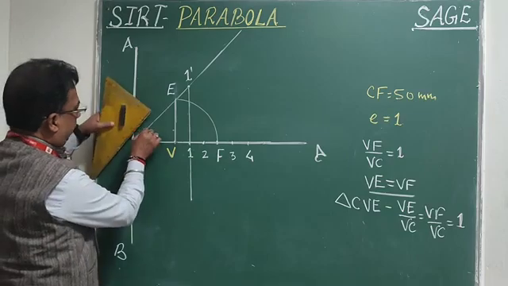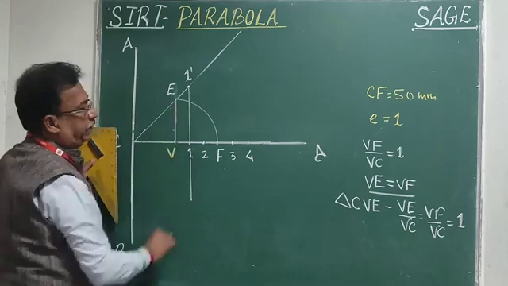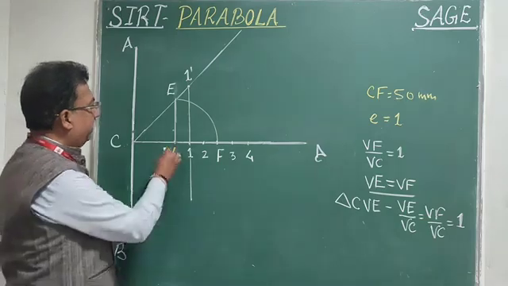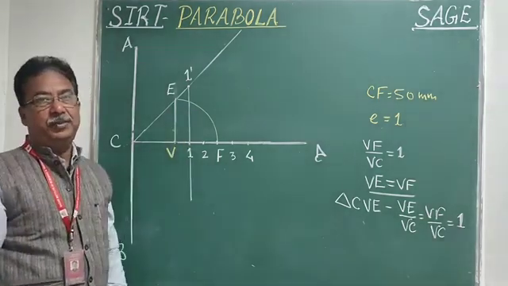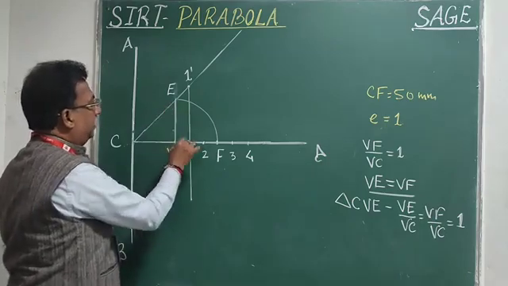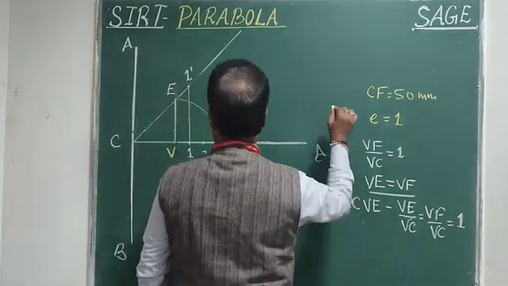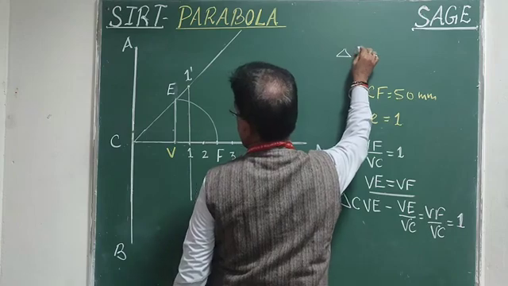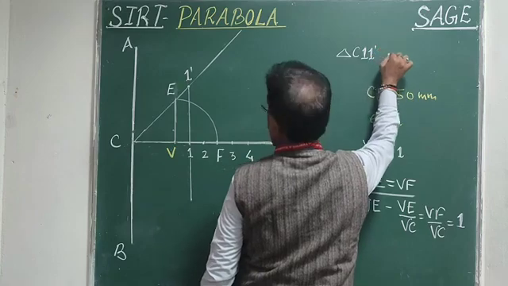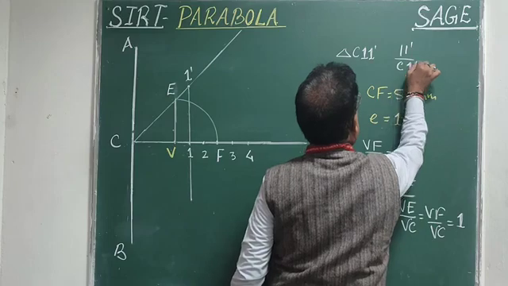Now, look at this figure. There are two triangles available. One triangle is CVE and the second is C11 dash. As both are similar triangles, and you know the property of similar triangles is that the ratio of the sides will be the same. So if for the first triangle VE upon VC is 1, it means for the second triangle 11 dash upon C1 is also 1. So in this triangle C11 dash, with the same logic, 11 dash upon C1 will equal 1.